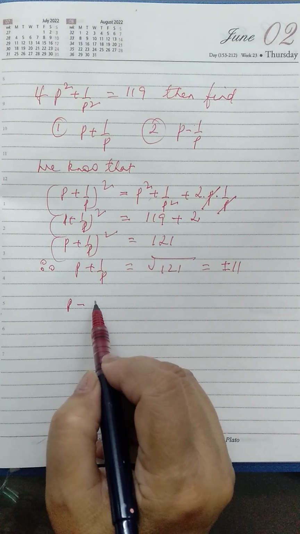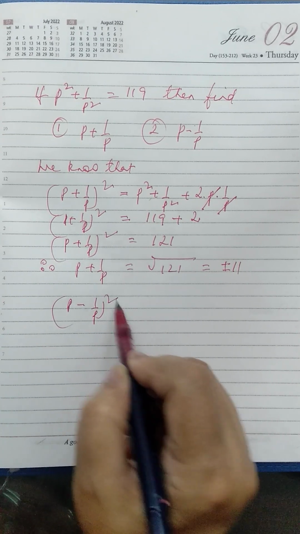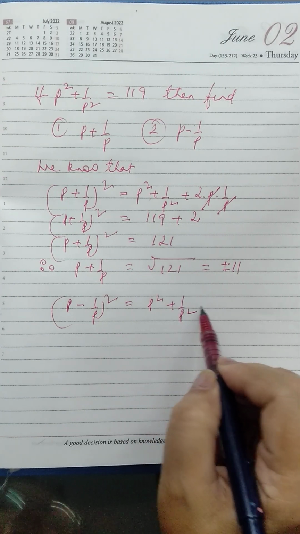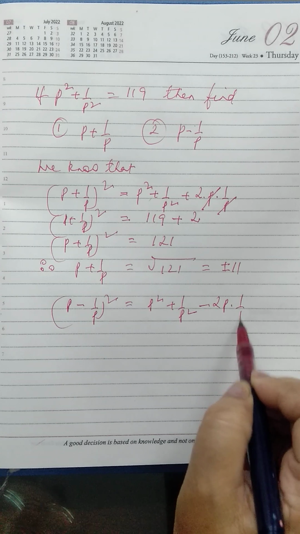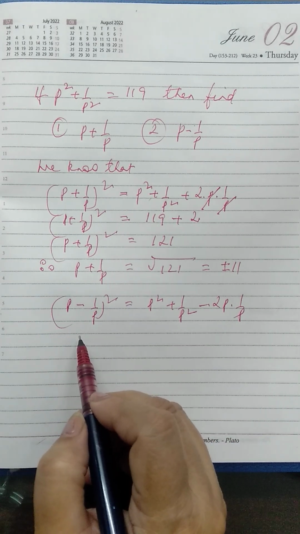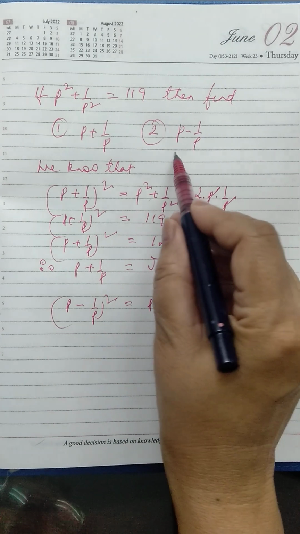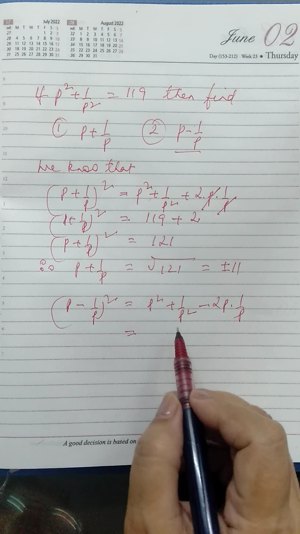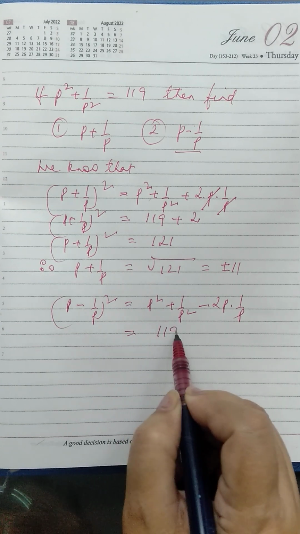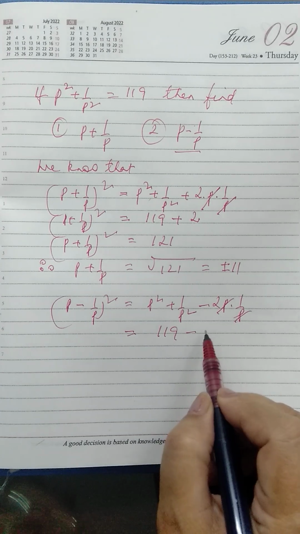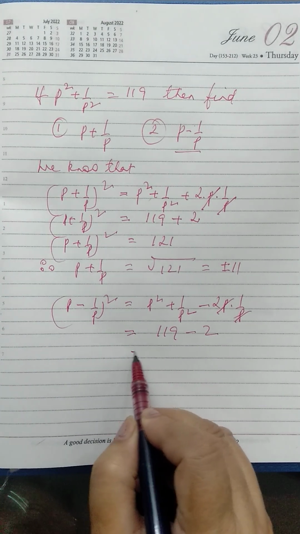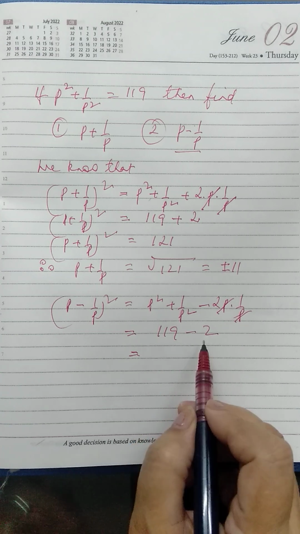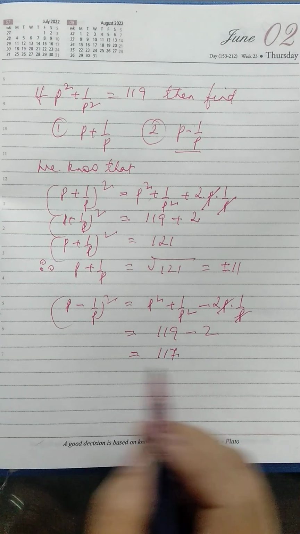Similarly, we write the second identity and expand it: p square plus 1 upon p square minus 2p dot 1 by p. So, we have to find out the value of p minus 1 by p. Once again, we write the value of p square plus 1 upon p square to be equal to 119. Here, p gets cancelled and we are left with 2 here. So, 119 minus 2 is equal to 117.